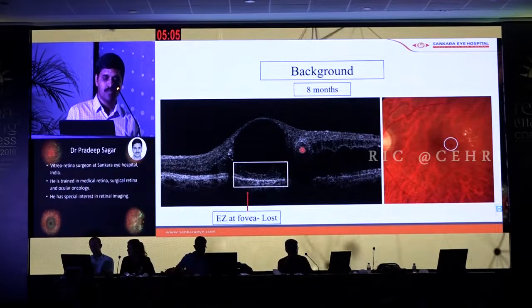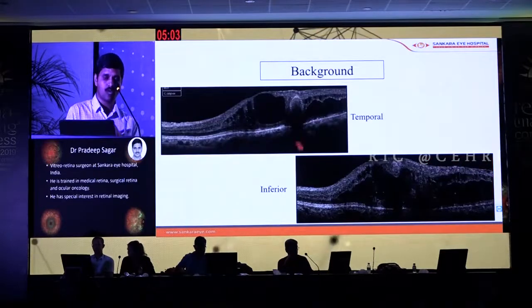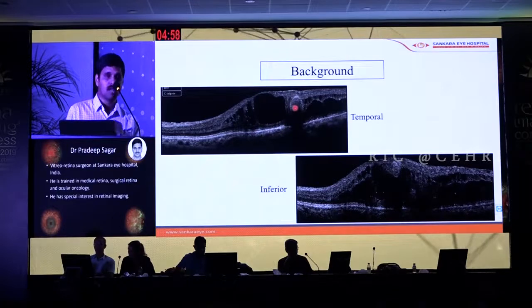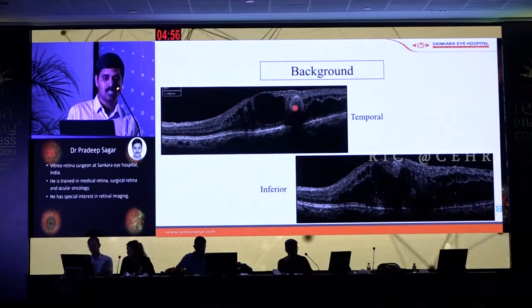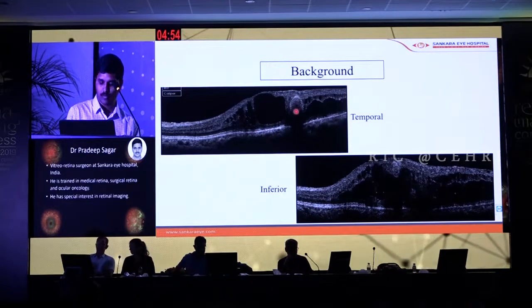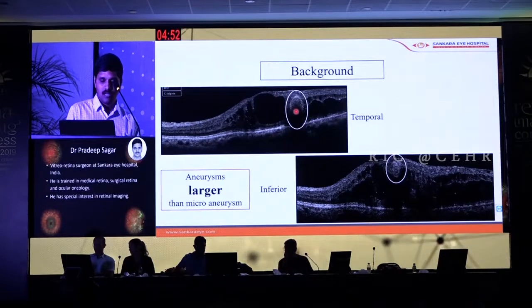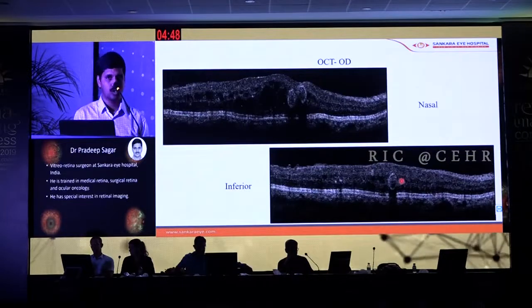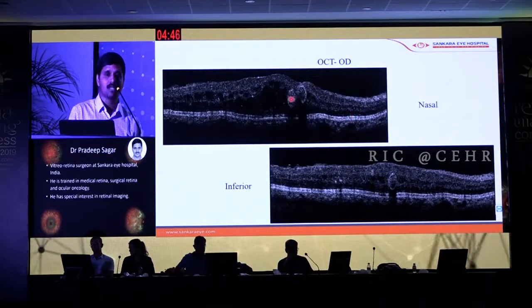When we reviewed his previous scans, what we could note was the presence of these large spaces, which were actually aneurysms, but larger than what we see usually. There was one temporally, and one just inferior to the fovea. The OCT scan of the other eye also showed similar large aneurysms in the right eye.